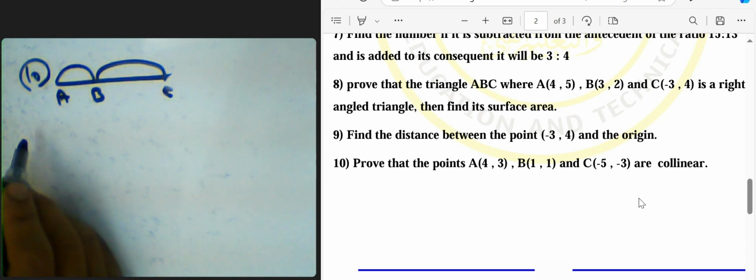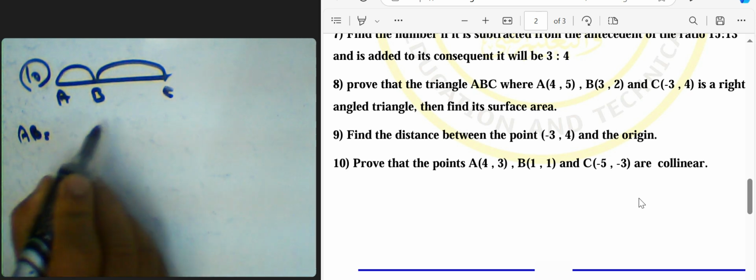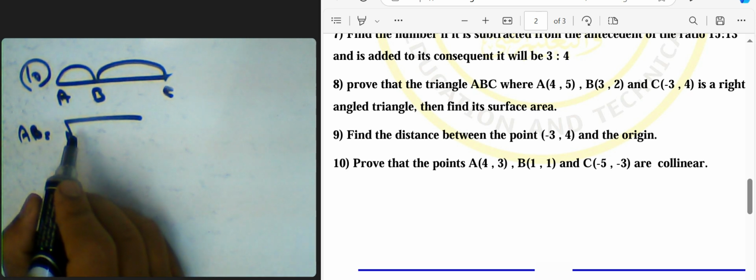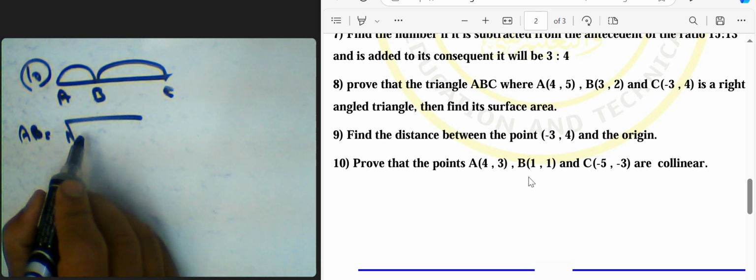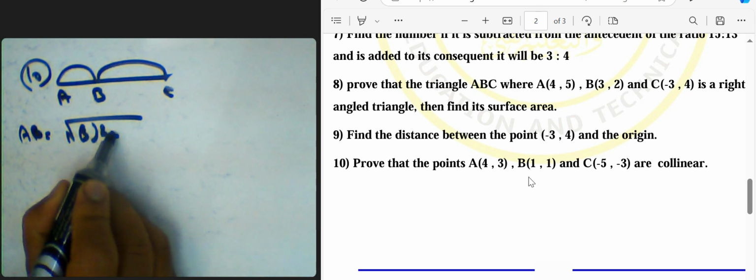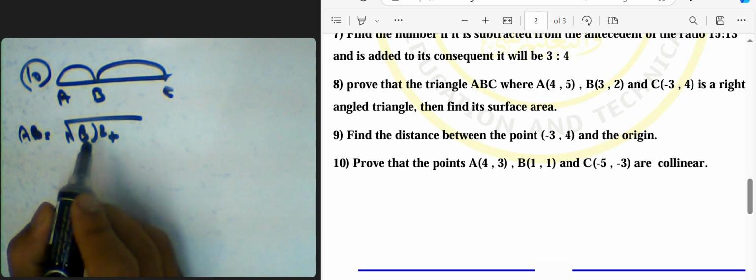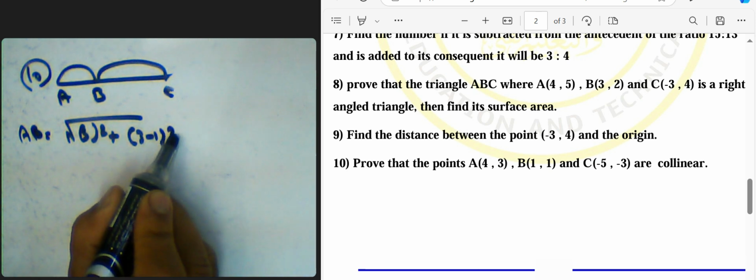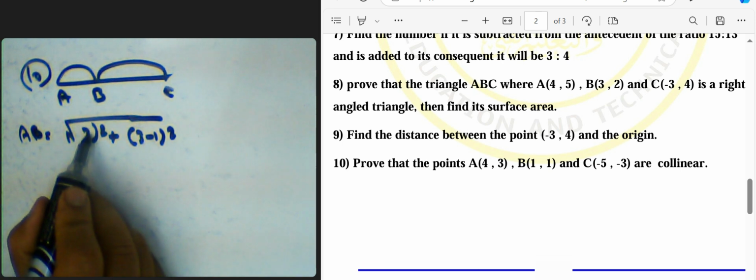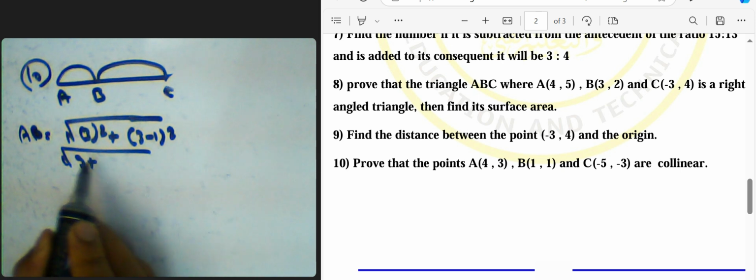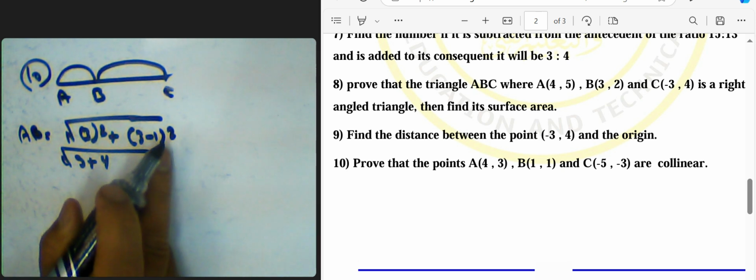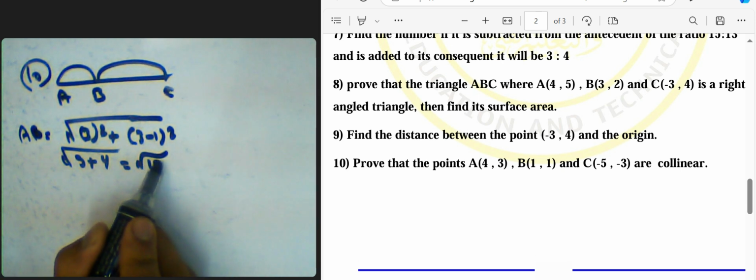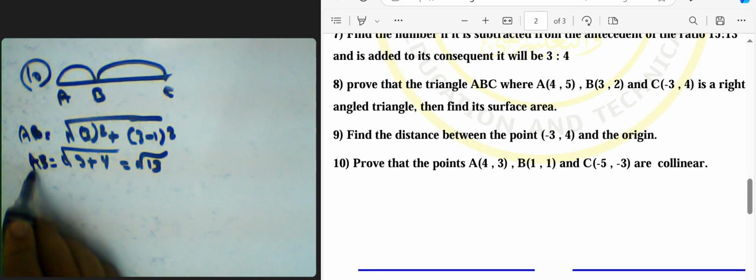So you must find first the length of AB. AB here, look at with me, A and B, we can write 4 minus 1 power 2, it will be 3 power 2. And here 3 minus 1 power 2. We have 3 power 2, it will be 9. 3 minus 1 is 2, 2 to power 2 is 4. Then the result will be square root of 13. It's the length of AB.